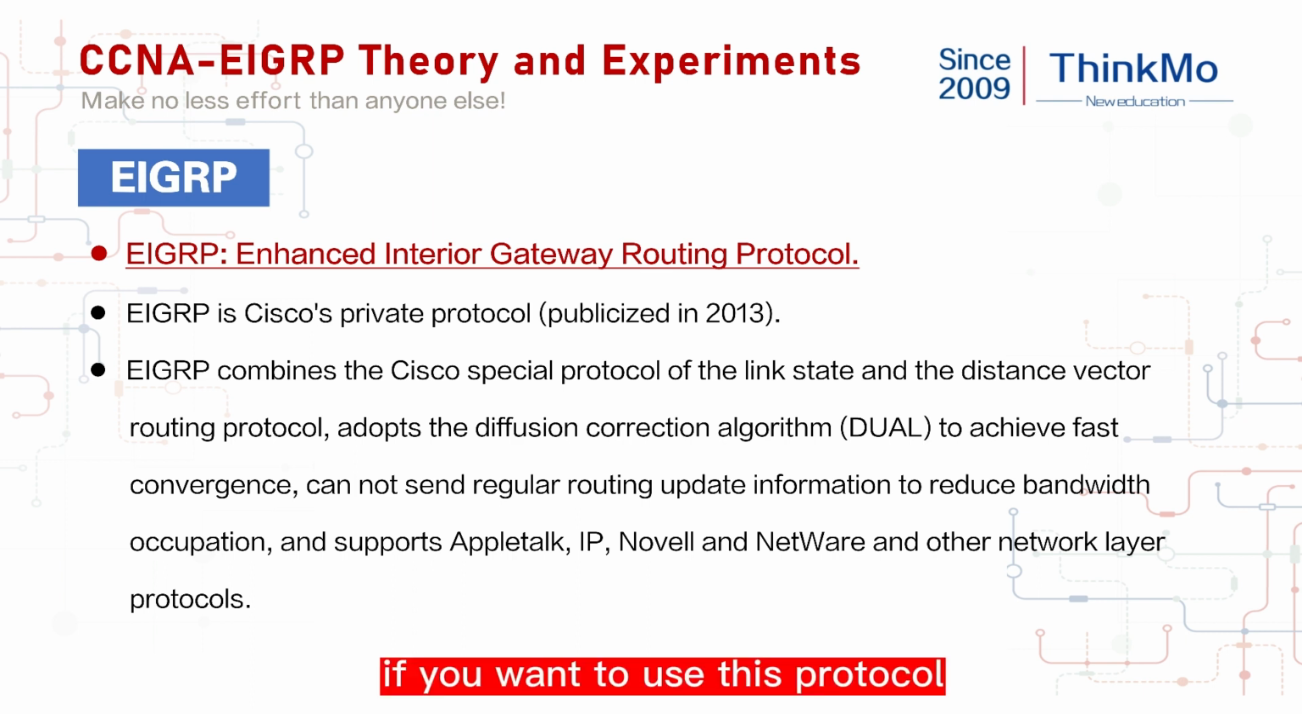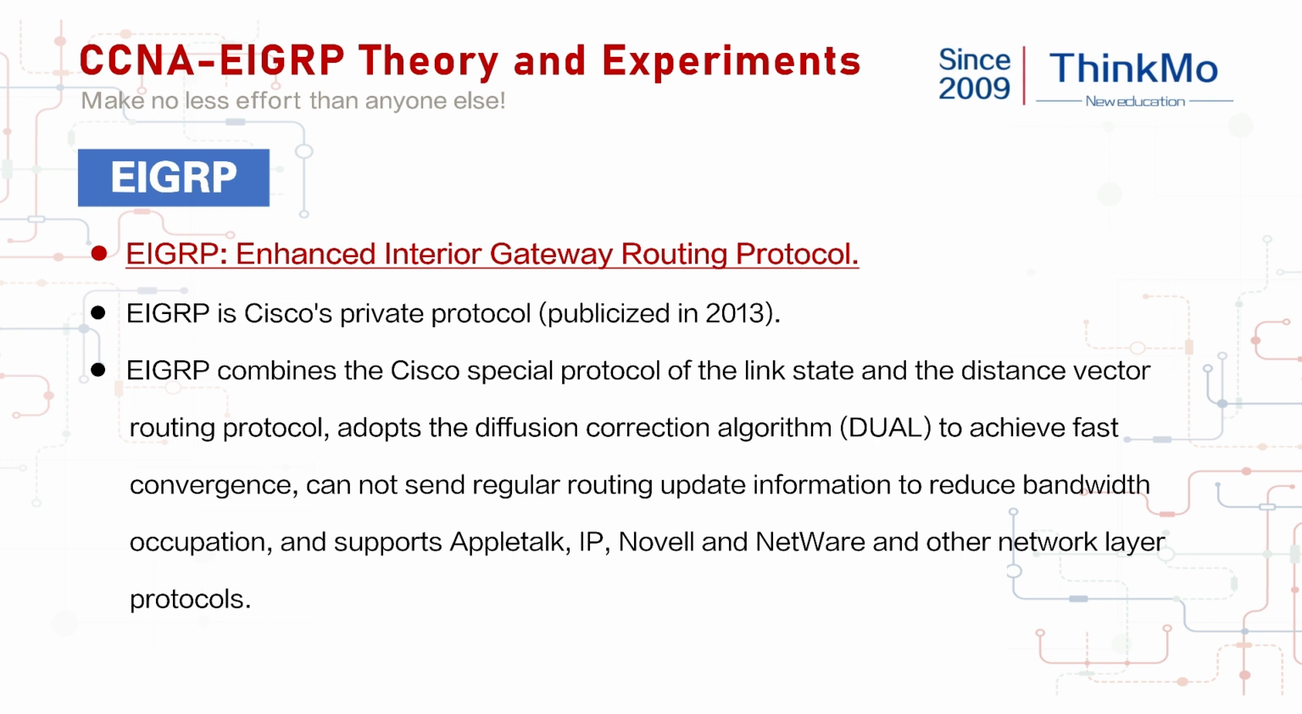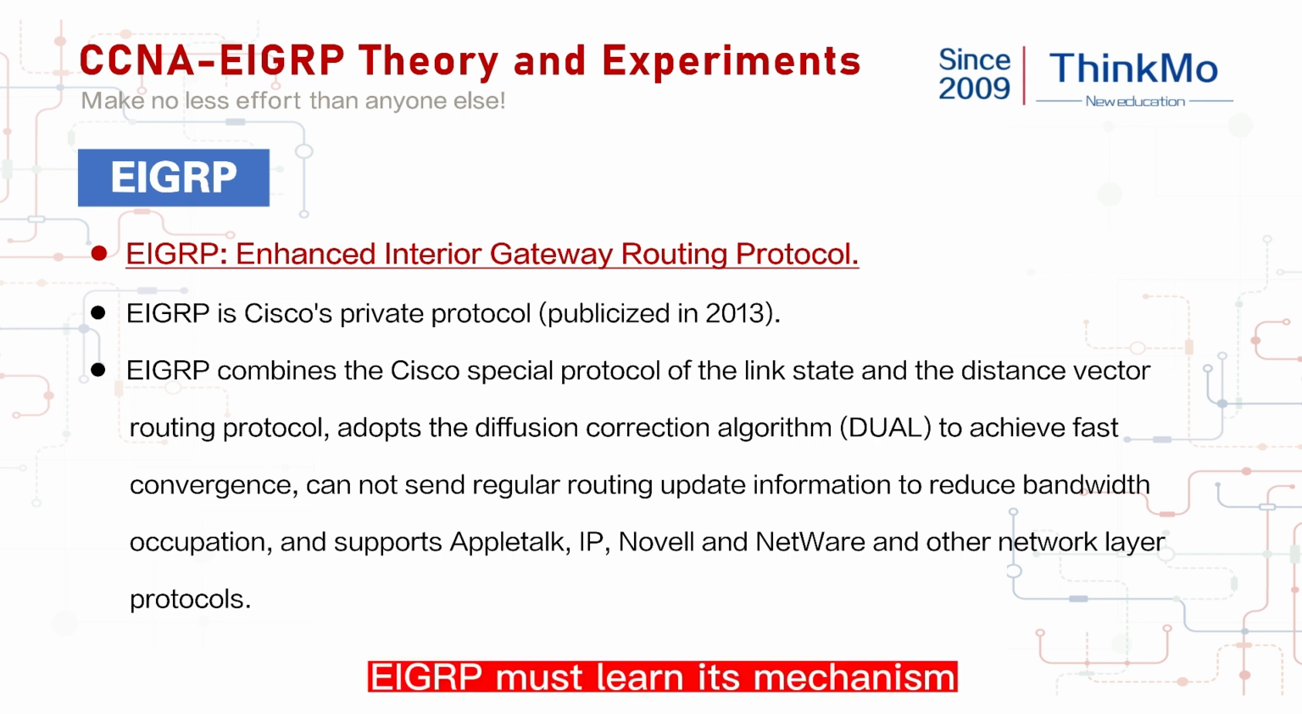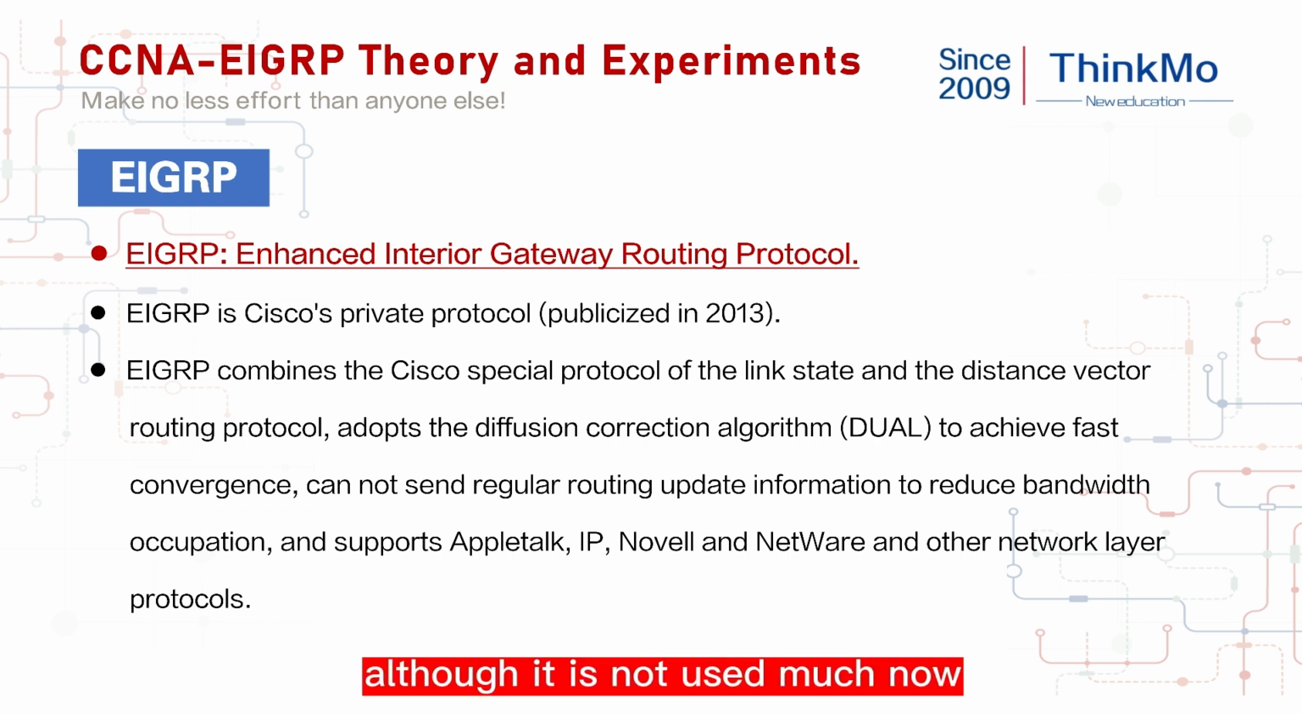Before it was made public, if you wanted to use this protocol, all equipment had to be Cisco. That is, your networking environment could not have equipment from other companies, because other devices do not support it. So it didn't hit the market at all. Very low occupancy. Very good technology, but no one used it. It's really a pity. But since we are learning Cisco, we must learn its EIGRP mechanism, although it is not used much now. You hardly ever see EIGRP on projects, but don't give up your interest in learning it.